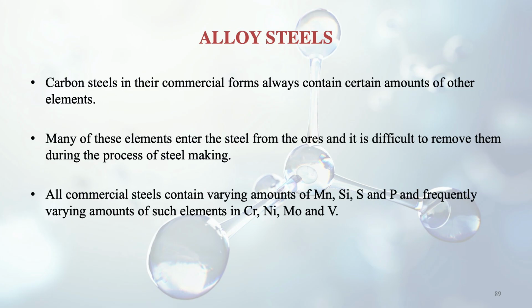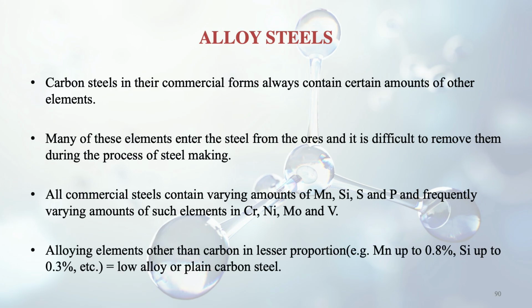All commercial steels contain varying amounts of manganese, silicon, sulfur and phosphorus, and also frequently varying amounts of elements like chromium, nickel, molybdenum and vanadium. Alloying elements other than carbon in lesser proportion, for example manganese up to 0.8% and silicon up to 0.3%, are all equal to low alloy or plain carbon steel. So if the manganese is up to 0.8% and the silicon only up to 0.3%, they are known as the low alloy or the plain carbon steel.